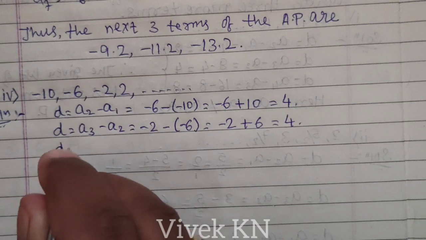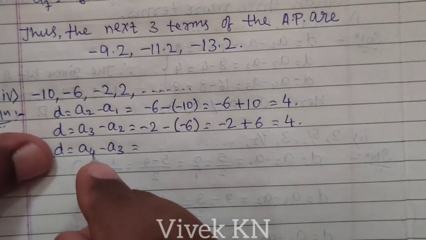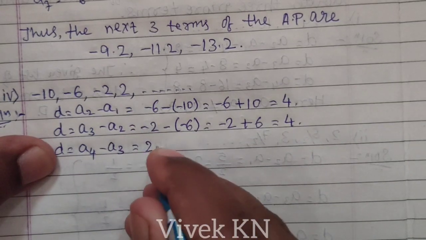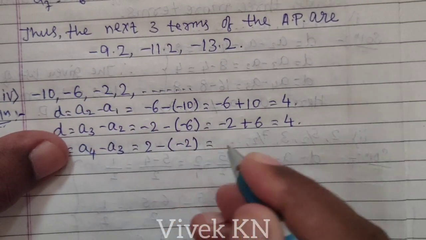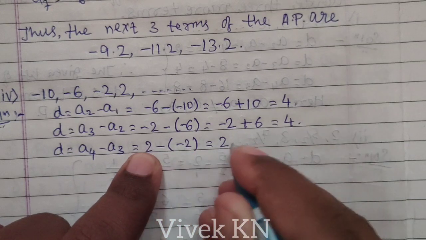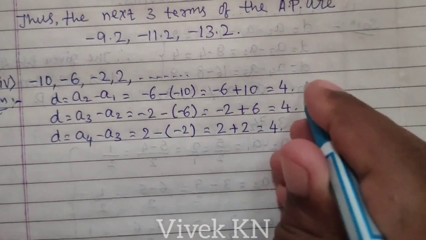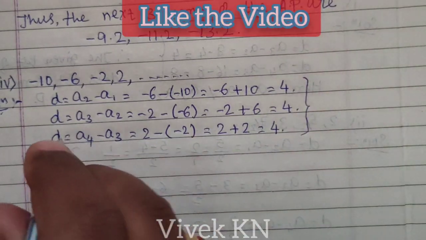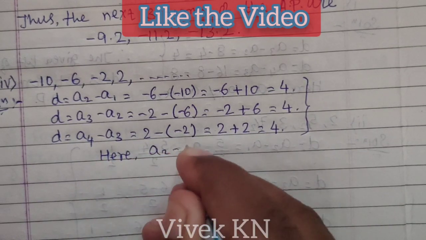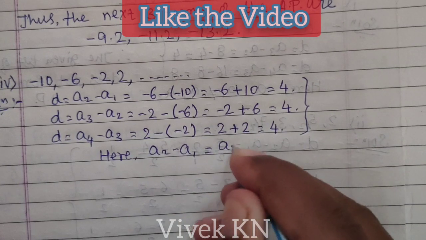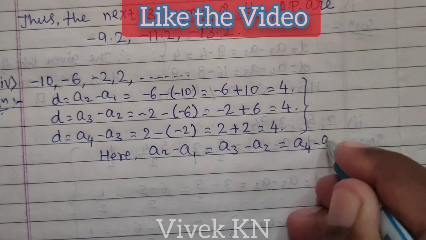Next, D is equal to A4 minus A3. The fourth term is plus 2 minus the third term, minus 2. 2 minus (minus 2) is 2 plus 2. 2 plus 2 is 4. Here the common difference is all the same. That is A2 minus A1 is equal to A3 minus A2 is equal to A4 minus A3.